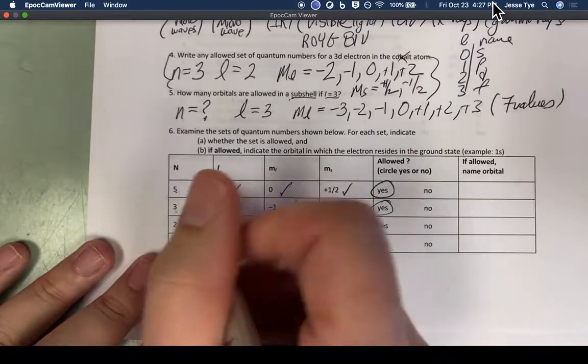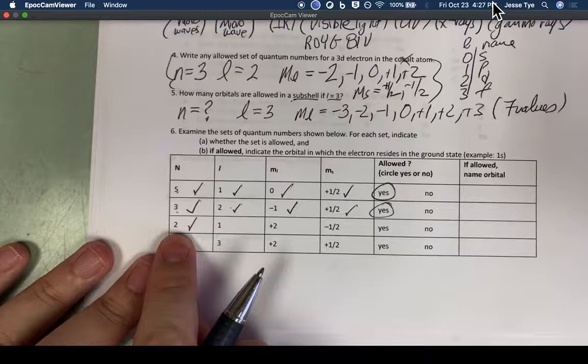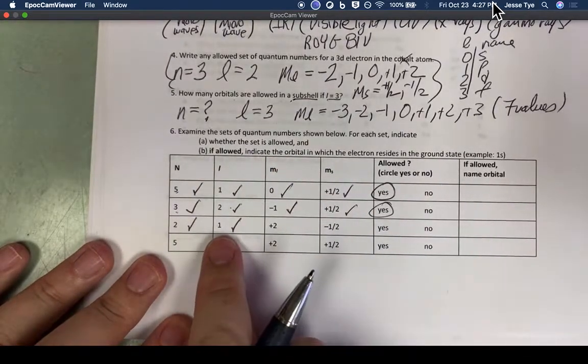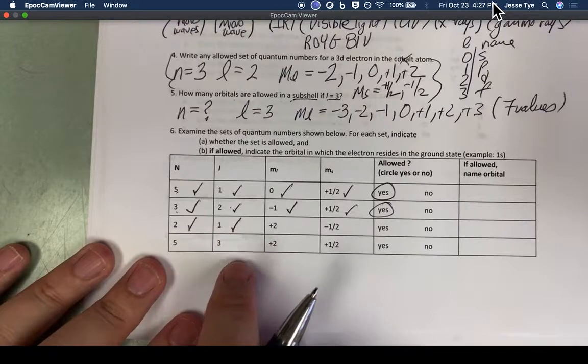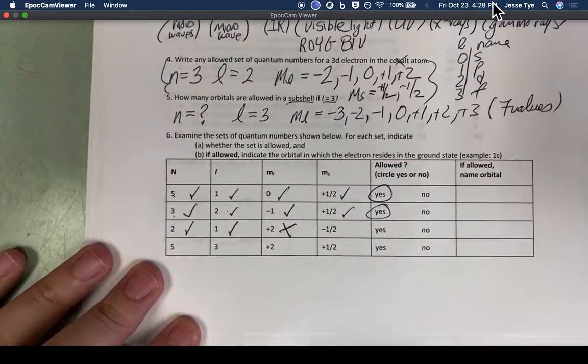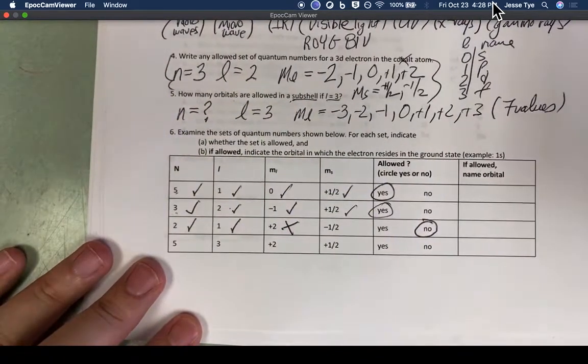N equals 2 is okay. If n is equal to 2, allowed values for L are 0 and 1, so that's okay. If L is equal to 1, then M sub L can have values of minus 1, 0, and plus 1. So finally we've hit a box that's not okay. If any of the boxes are no, then the whole configuration is not allowed.